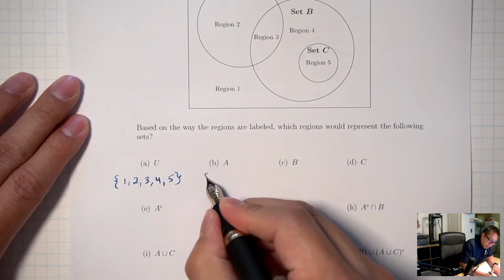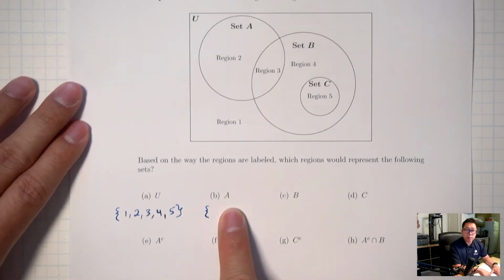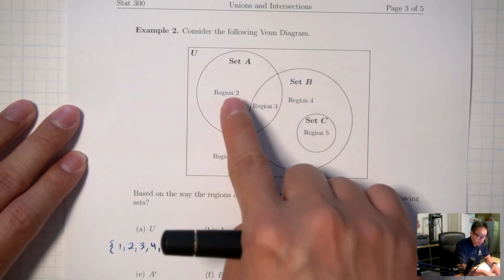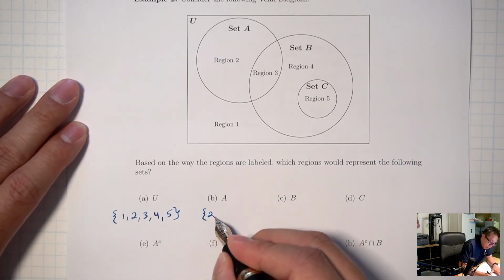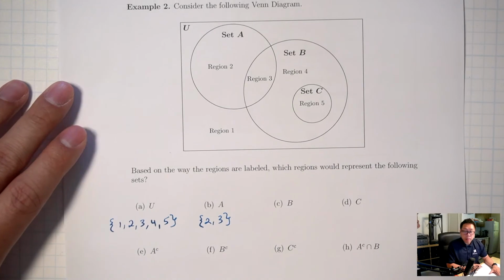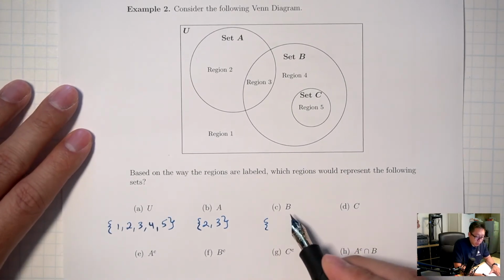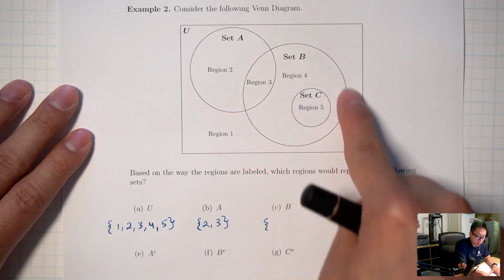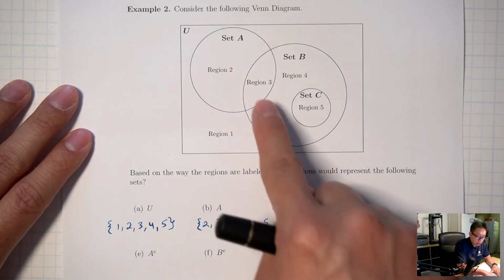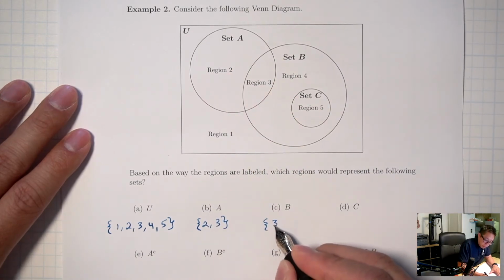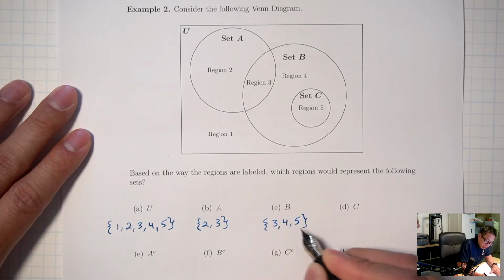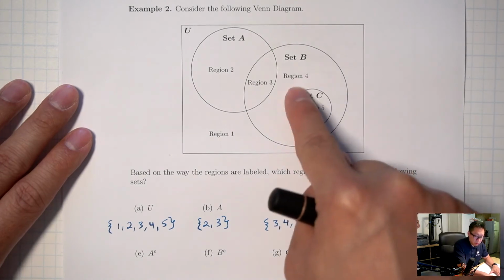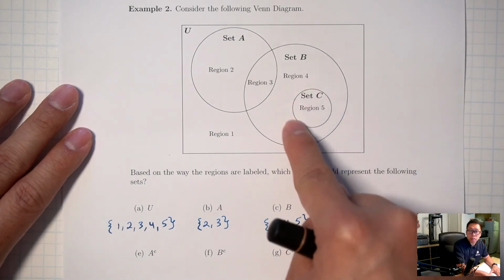Next up is A. What regions are inside of set A? So A is this circle here. What regions are inside of A? 2 and 3. Next is B. What regions are inside of B? So B is this circle, big circle here. What regions are inside of B? 3, 4, and 5. C. So C is small circle. What region is inside of small circle? Just 5.